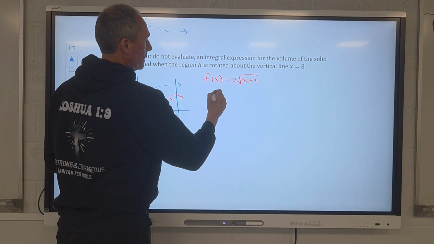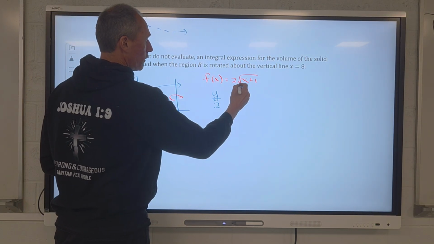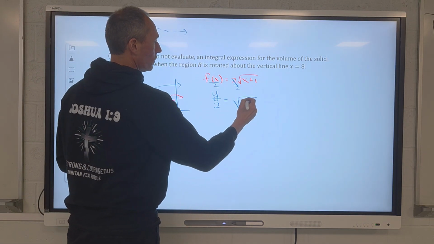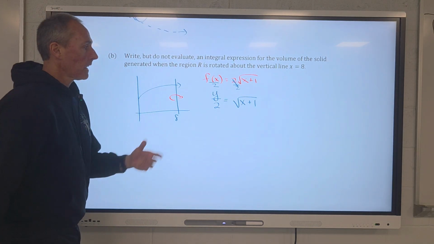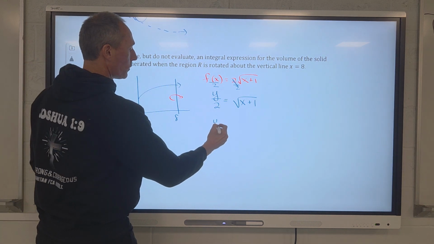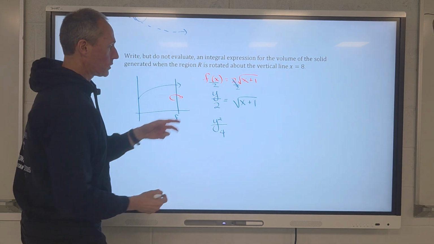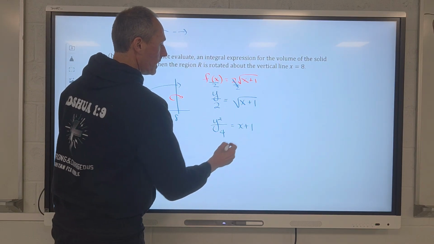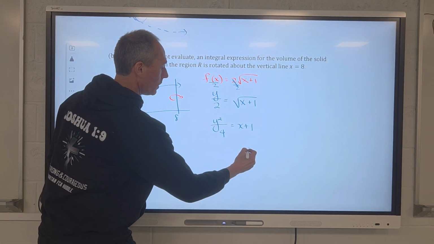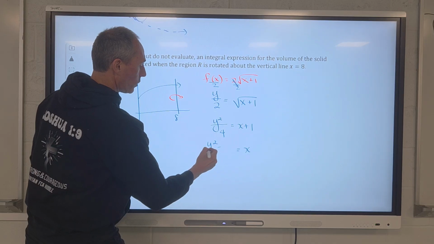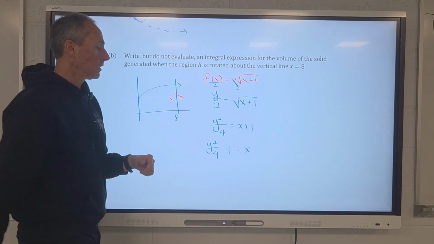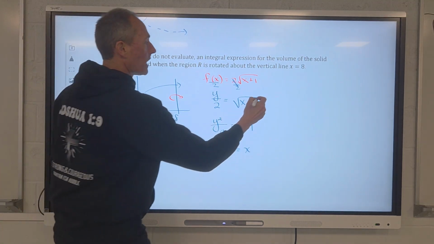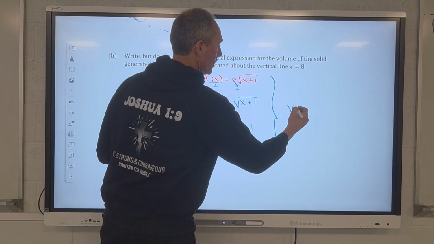If I basically divide by 2 right off the bat, then I have y over 2 equals the square root of x plus 1. If I lift that square root off by squaring both sides, I'm here now. Make sure you square both the numerator and denominator. Now to solve for x, super simple, just take away 1. So my radius function now in terms of y is y squared over 4 minus 1. So when I go to do my setup, that really is a massive change.